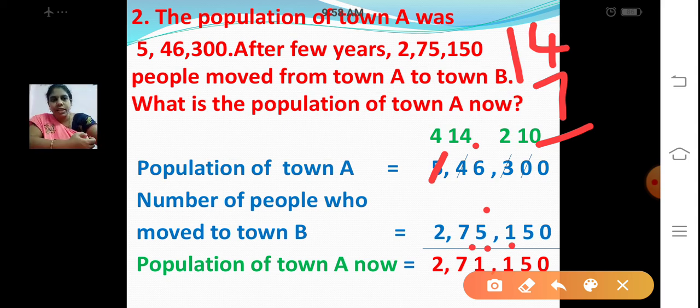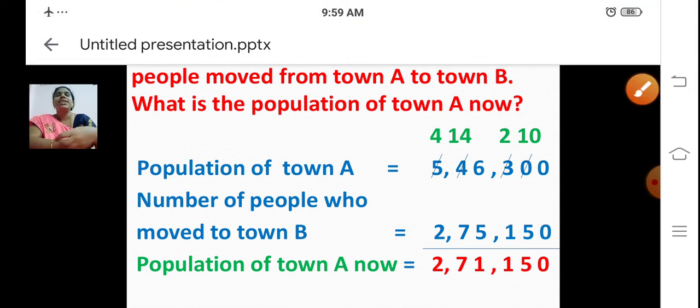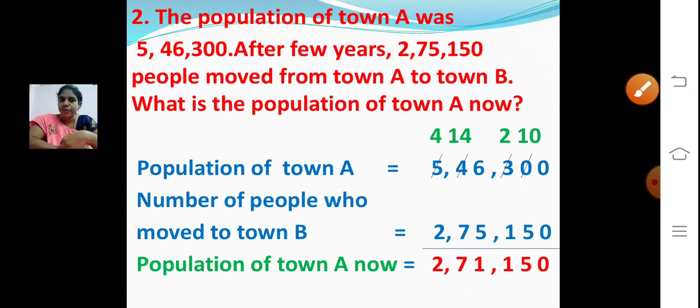Now subtract the lakhs place. 4 lakh minus 2 lakh. 4 minus 2 is 2. Write it down. So my answer is 2,71,150. So the population of town A now is equal to 2,71,150. So while doing a word problem, read the question carefully. Read the question 2 to 3 times till you understand.